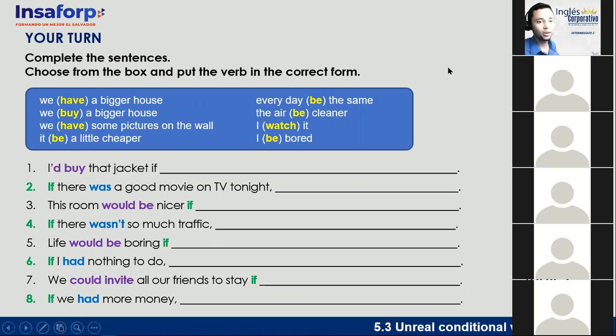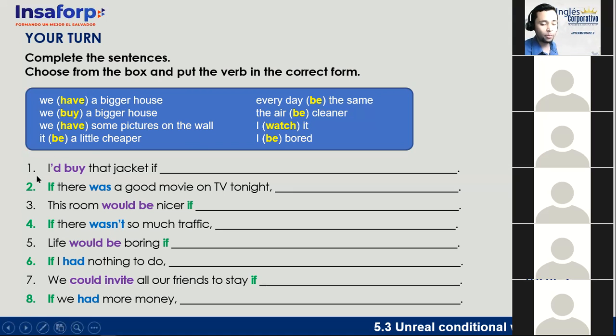So, complete the sentences. In the box we have: have a bigger house, buy a bigger house, have some pictures on the wall, be a little cheaper, every day be the same, the air be cleaner, watch it, be bored. So you need to use the verb in yellow in the correct form to complete the sentences. You need to, number one, choose the correct phrase, and number two, use the verb in the phrase in the correct form, okay?